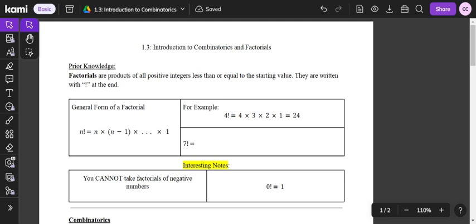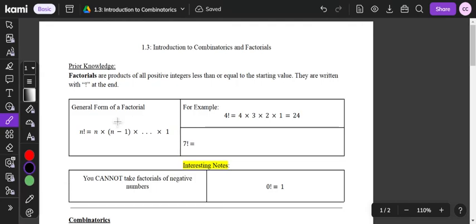All right, this is lesson 1.3, Introduction to Combinatorics and Factorials. Before we get into what combinatorics is, we need to review what a factorial is. You might have seen it before, you might not have. It says factorials are products of all positive integers less than or equal to the starting value. They are written with an exclamation point at the end.